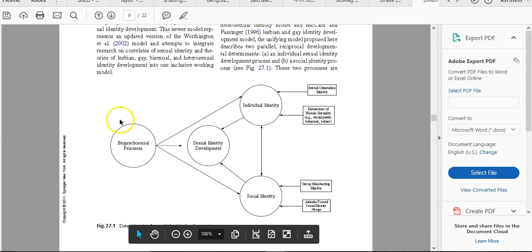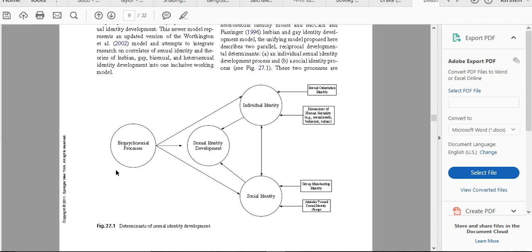And then there's this biopsychosocial process that is really not discussed either in our book or in the original chapter that I have here. When we look at the individual component of this is where you get your dimensions of human sexuality, your needs, your behaviors, your values. When we look at the social identity component of this is really the group membership and the attitudes towards sexual identity groups.